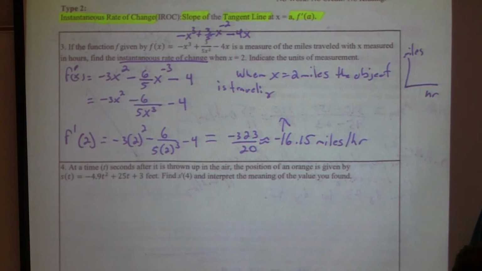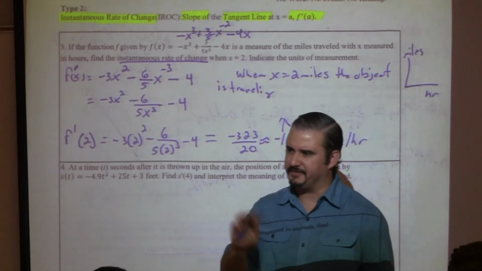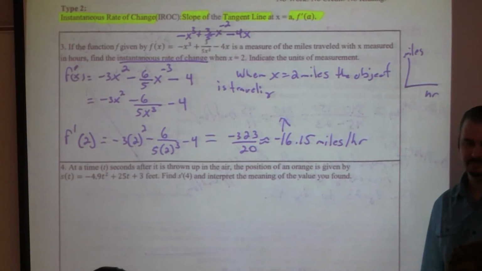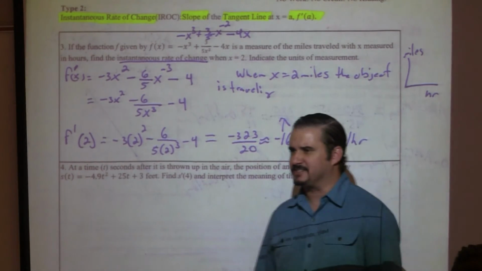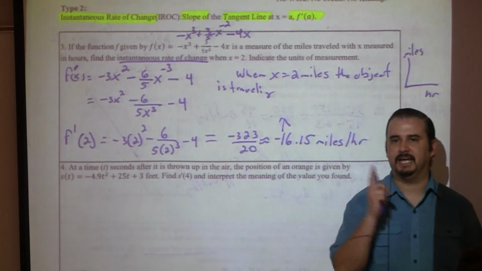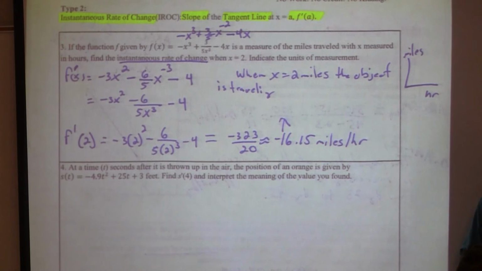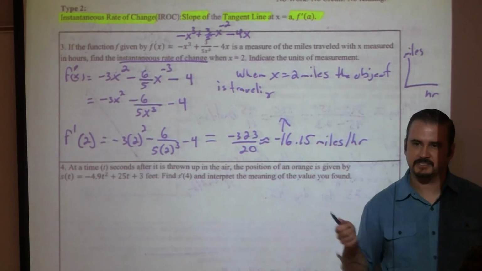What do we call this rate of change? The distance over time, that's called the what? Velocity. This is called the velocity, right? So velocity, remember, is a vector, right? And vectors have two things: magnitude and direction. So the magnitude here is 16.15, and the negative is telling us the direction.